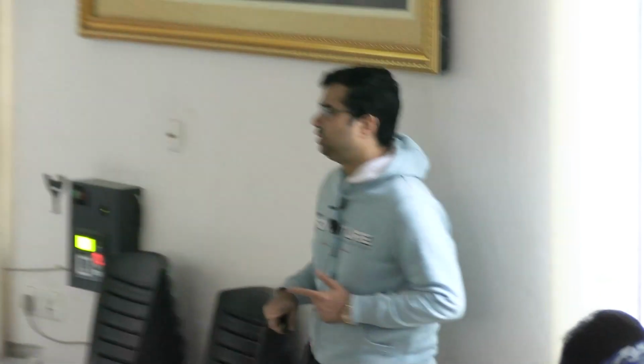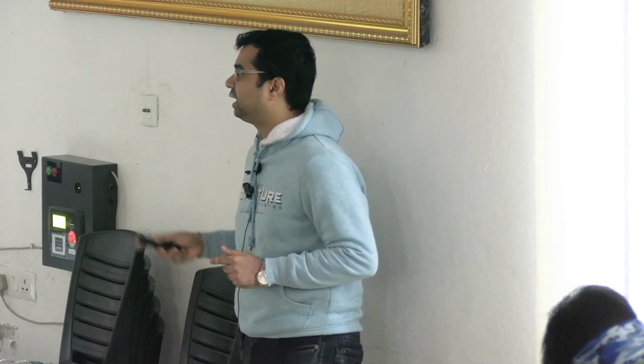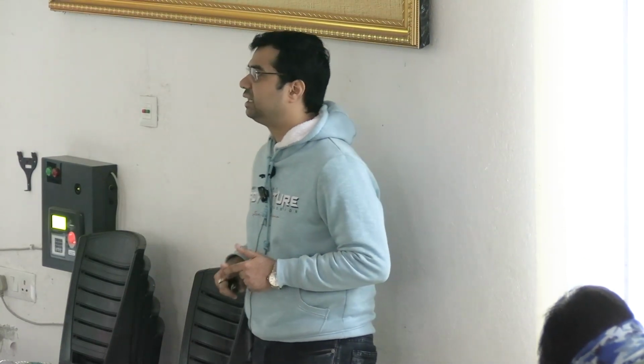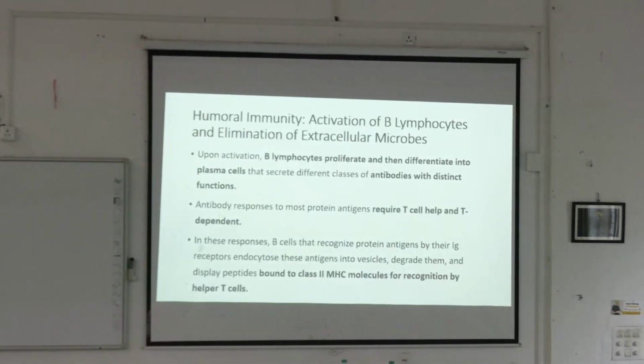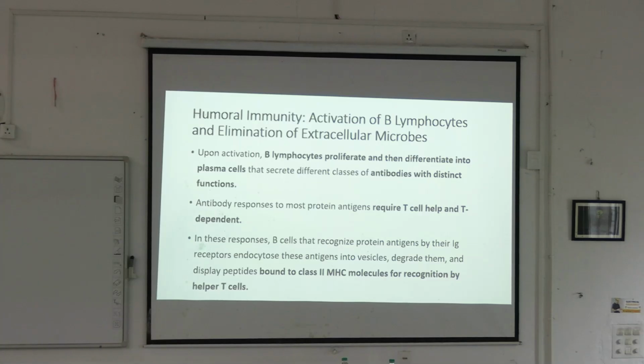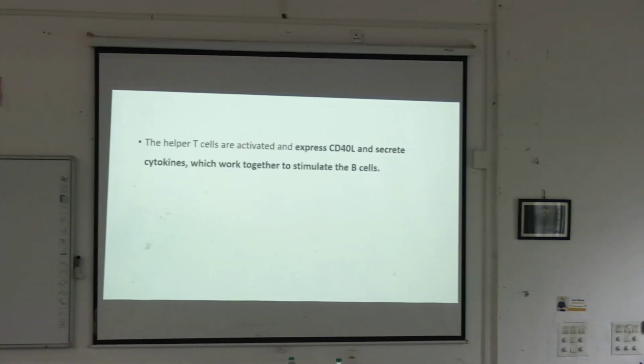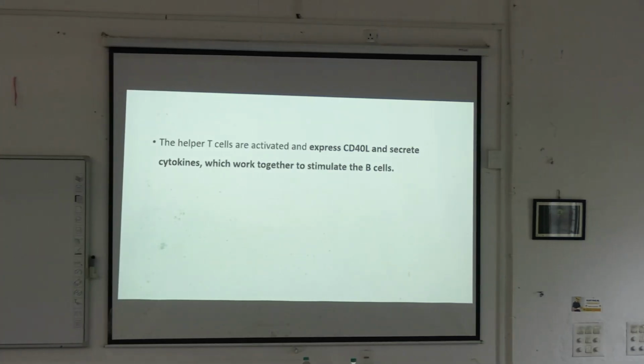In this response, B cells that recognize protein antigens by their immunoglobulin receptor endocytose these antigens into vesicles, degrade them, and display peptide bound to class 2 MHC molecules for recognition by helper T cells. The helper T cells are activated, express CD40 ligand and secrete cytokines, which work together to stimulate the B cell.